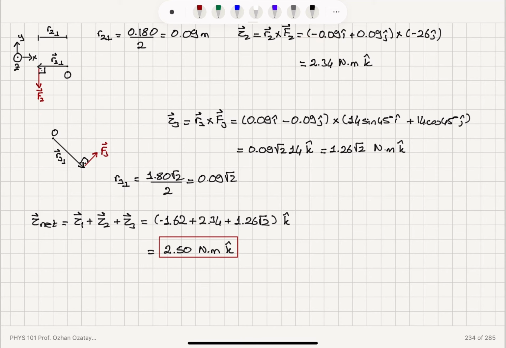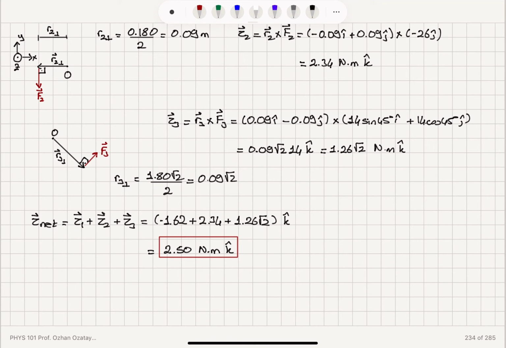The task for F2 is similar, only the position vector now has a negative x component, minus 0.09 I hat plus 0.09 j hat. So it's also equal to the perpendicular distance R2 perpendicular multiplied with the magnitude F2, and then you can find the direction using the right hand rule. Point towards the application point of the force, curl your forefingers towards F2, your thumb points out of the page in plus k hat direction.